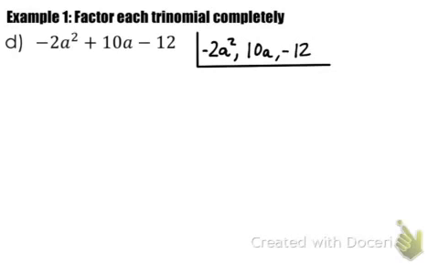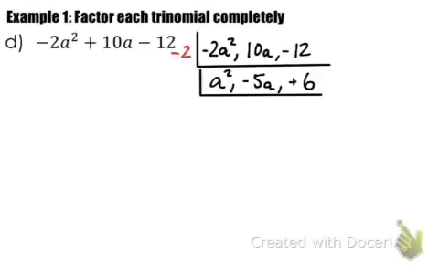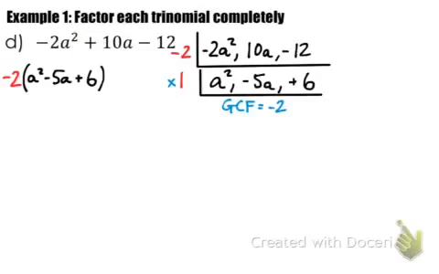So now I'm thinking that I can probably divide out each term by a negative 2. So if I factor out a negative 2, I'm left with an a squared, a negative 5, and then a positive 6. So since I'm left over with just a GCF of 1 in the remaining trinomial, my GCF is a negative 2. So then I factor out the negative 2 in my original problem, and I'm left with an a squared minus 5a plus 6.